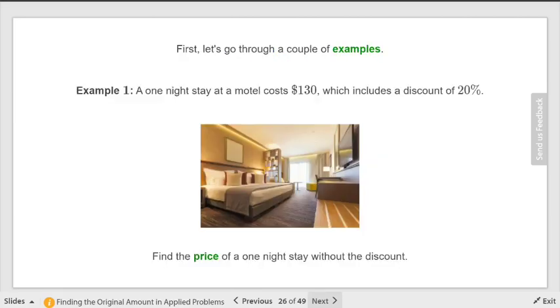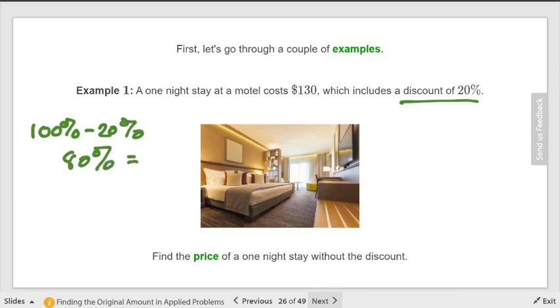A one-night stay at a motel cost $130, which includes a discount of 20%. Discount means that they decreased the original amount by what? 20%, right? So it could have been $200. So 130 is cheaper than the original amount by 20%. So that's 100% plus 20? Be careful. Minus 20. Discount. So 80. 100% minus 20% gives us 80%.